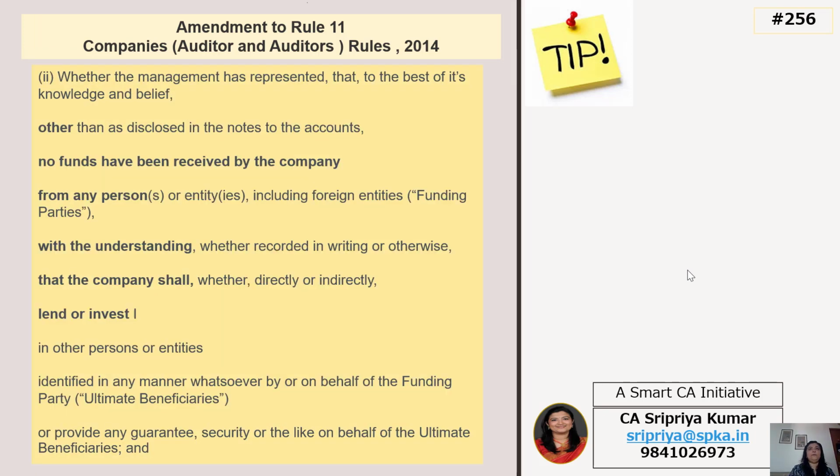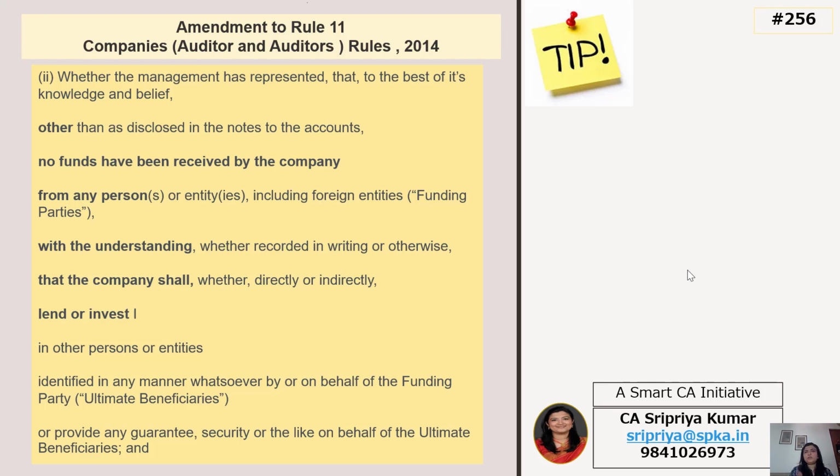Now the next amendment is the reverse. Whether the management has represented that, to the best of its knowledge and belief, other than as disclosed in the notes to accounts, no funds have been received by the company you are auditing from any person with the understanding that the company shall lend or invest in other persons or entities identified by or on behalf of the funding party, who is the ultimate beneficiary.